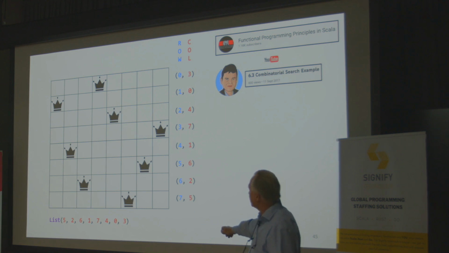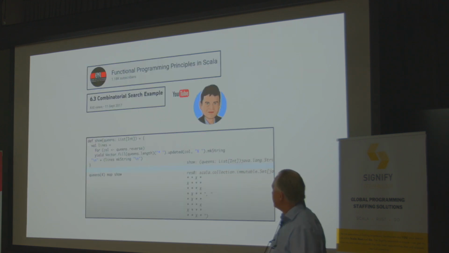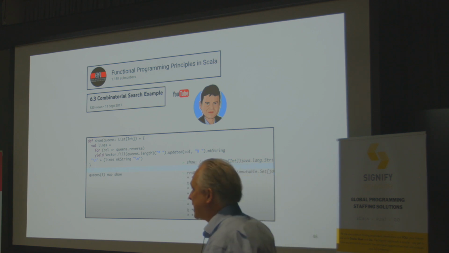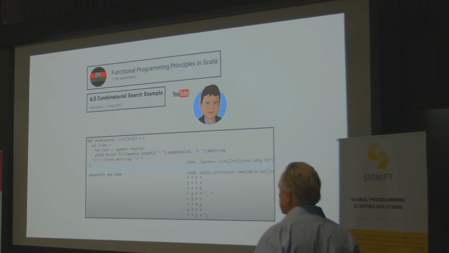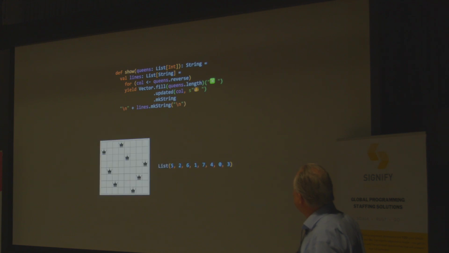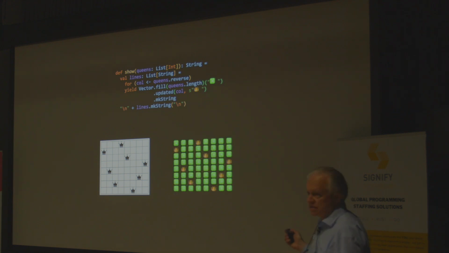That's sufficient. So in the course, Odersky gives us some code to display a candidate board on the console. And here's the code. I've tweaked it slightly, so I'm using a cross for an empty cell and a crown for a populated cell. And so if we pick a candidate solution, that one for example, we feed it to the show function, and then we print the result, we get this, which is pretty good.